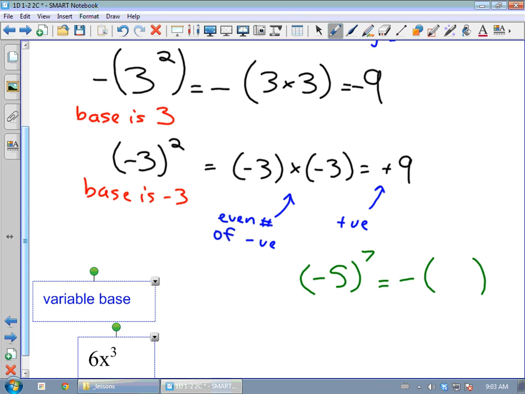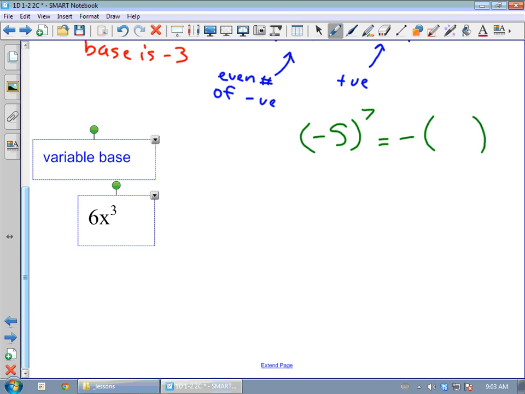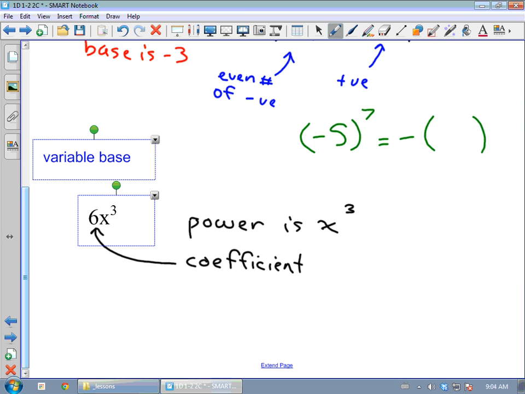Okay, the last thing we need to talk about here is that our base can also be a variable, as I said before. So in this case, I've got 6x cubed. This is an example of a term. What I have here is a power, x cubed, and I have this number out in front of it, which we call the coefficient. The only thing that's cubed here is that x.